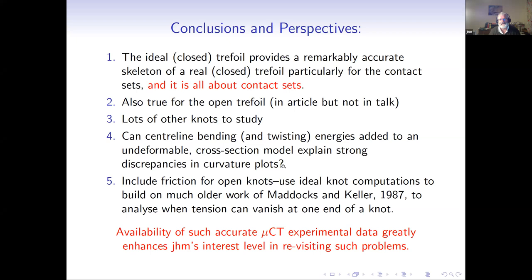To go and do surgical knots or real knots, you need to include friction. And so the thing now is that with Pedro Rice, we actually submitted two articles within a week of each other. The other one is ideal knot computations, but with friction. And that actually builds on even older work of me and Keller. It started 35 years ago. Right. And for the people at the conference, there's a session to discuss friction in knots tomorrow afternoon. And I'll start that off with showing the experimental data for these things.